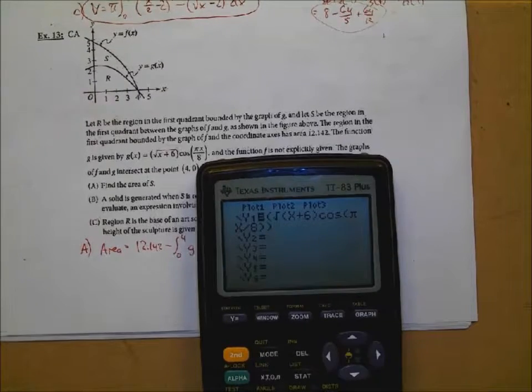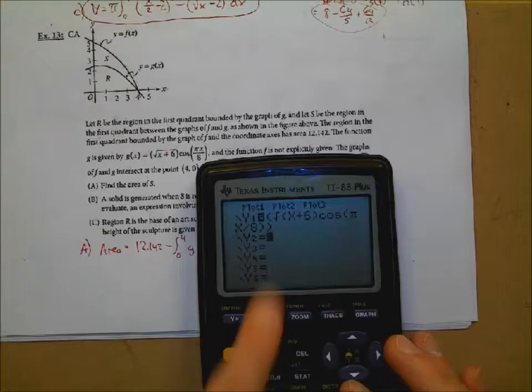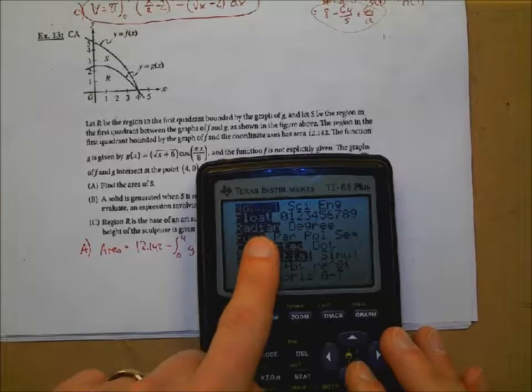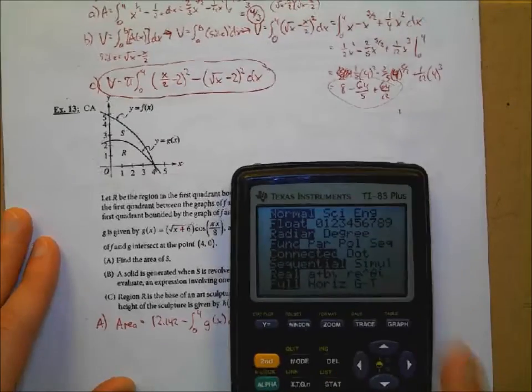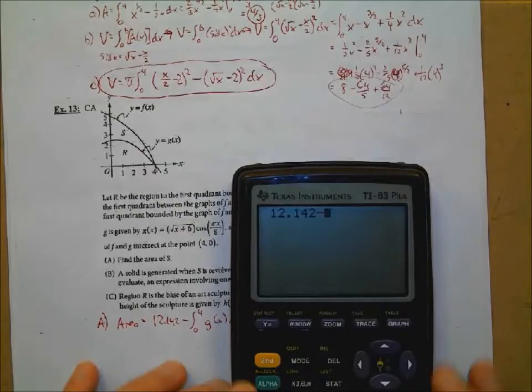It would also be a good idea at this point, since we're dealing with trigonometry, to check that we are in the right mode. I am in radians there, all you physics folks. Make sure you check that you're back in radians.